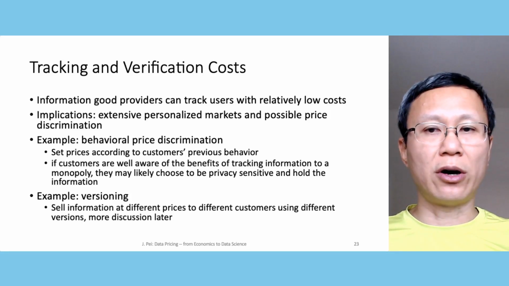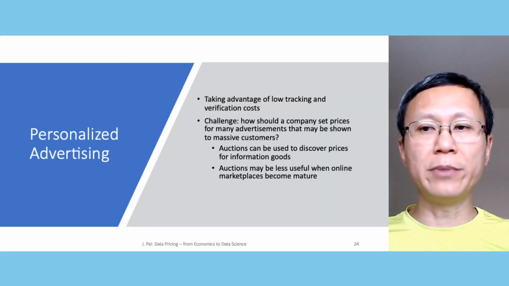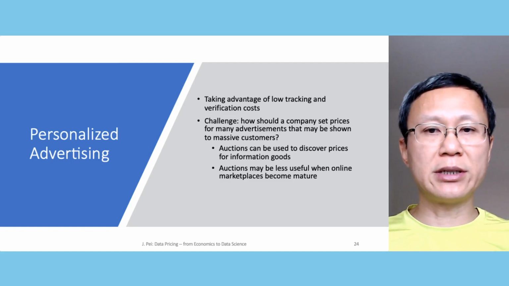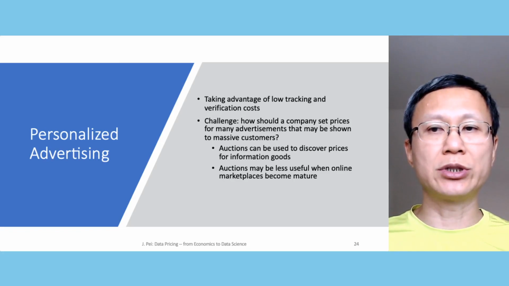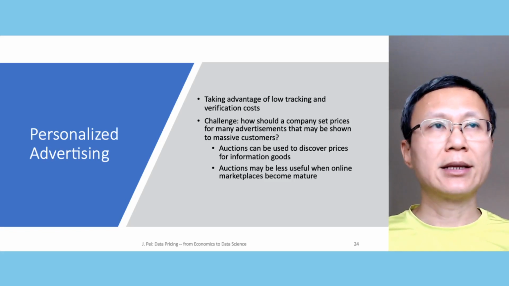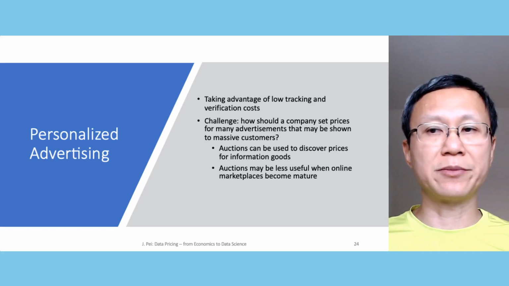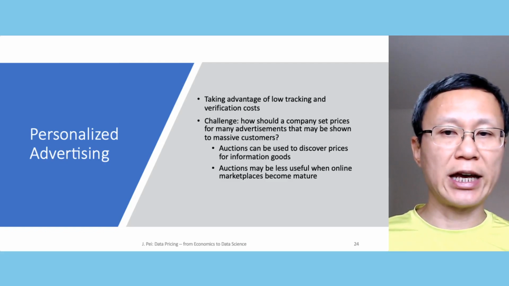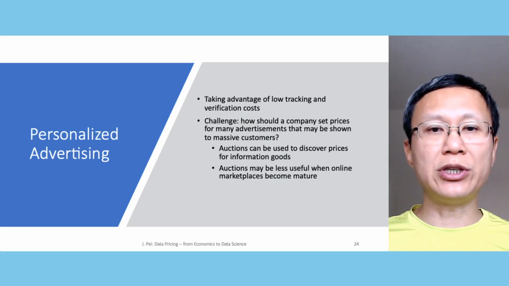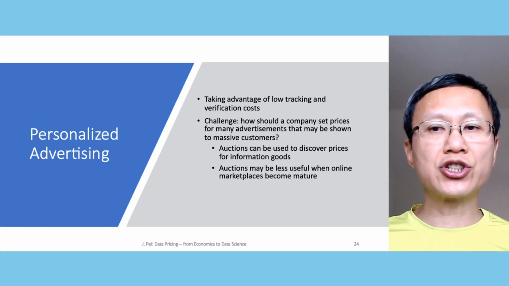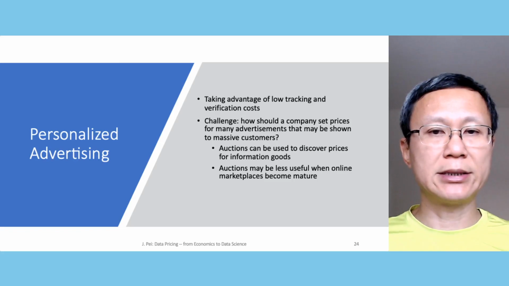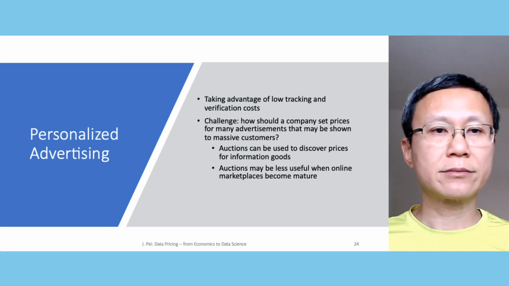The advantage of low checking costs also leads to the booming business of personalized advertising. A challenge for a company, however, is how to set prices for many advertisements that may be shown to massive numbers of customers. The same advertisement may have different prices for different customers. Auctions are often used to address this challenge. Auctions can also be used to discover prices for information goods, as we will see in more examples later in this tutorial. At the same time, auctions may be less useful when online marketplaces become mature.